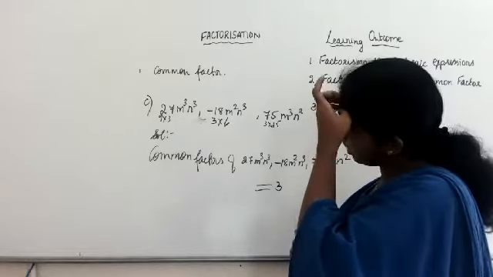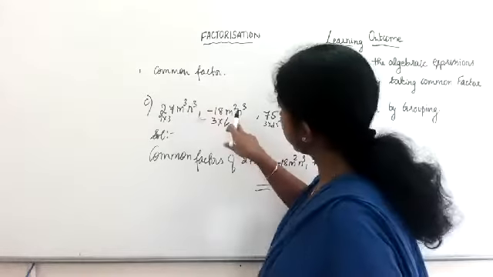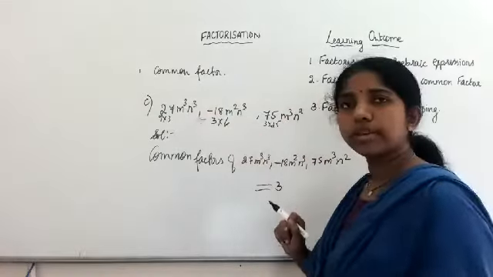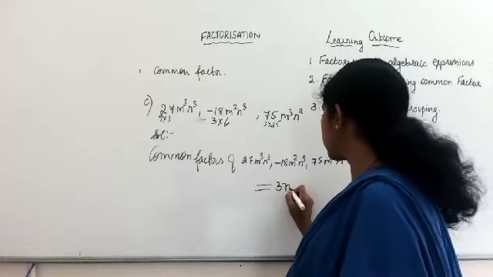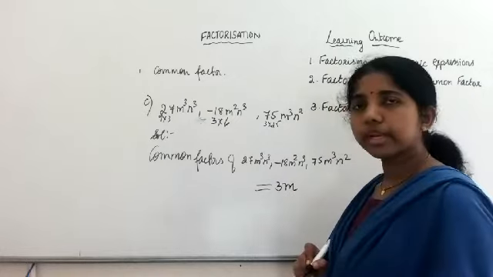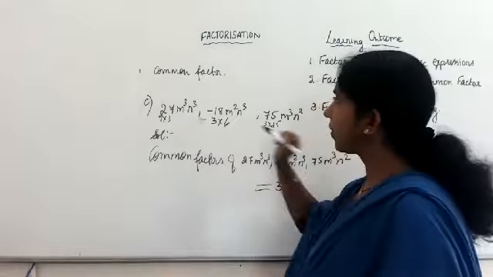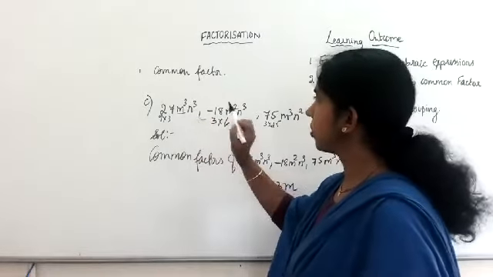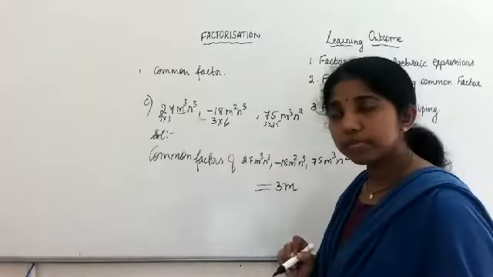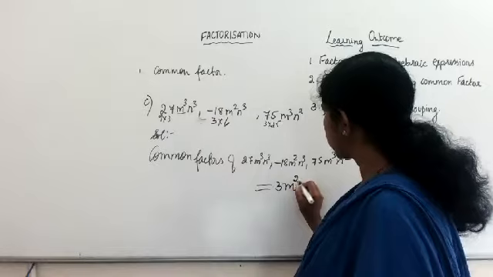Now variables, let us check. Here we have m, here also we have m, here also we have m. Yes. So one of this is m. Correct? Now here, what is the least power of that variable m? Here it is m cube, m square, m cube. So the least power is m square. So that is the common factor.